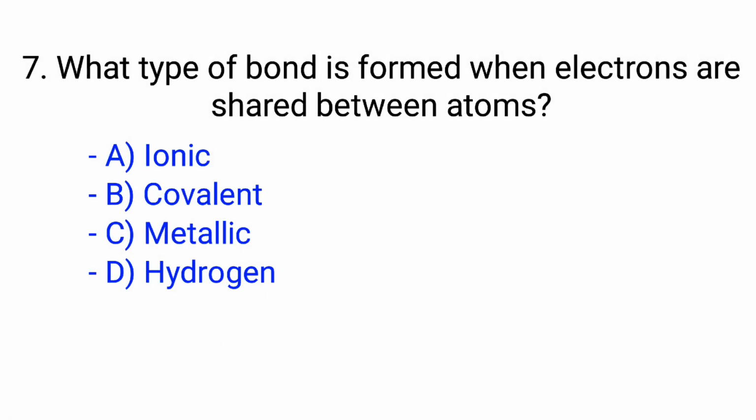Question number 7. Which type of bond is formed when electrons are shared between atoms? Option A ionic, B covalent, C metallic, D hydrogen. The correct option is option B covalent.